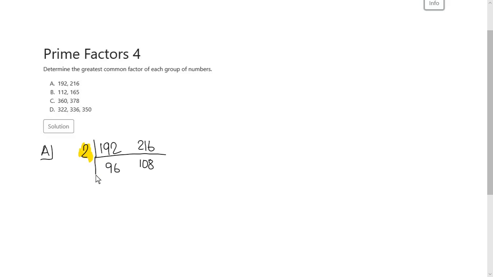And then we put in the next level like this. And then we repeat this process. 96 and 108 are divisible by 3. 96 divided by 3 is 32. 108 divided by 3 is 36.